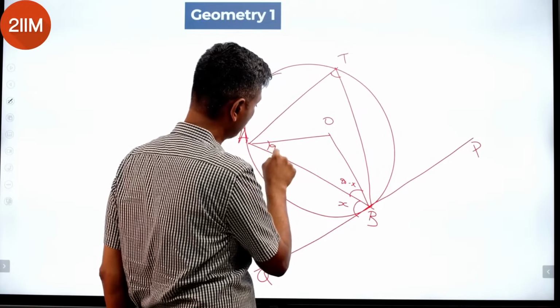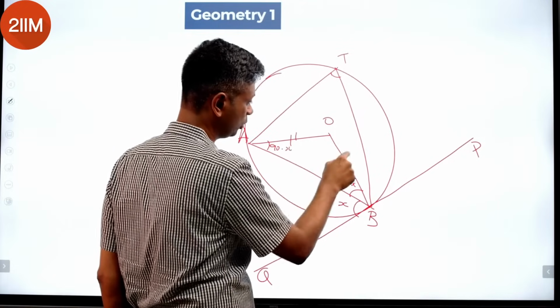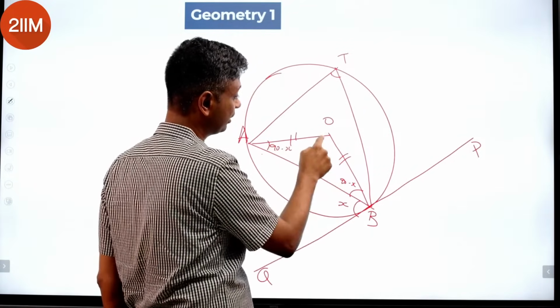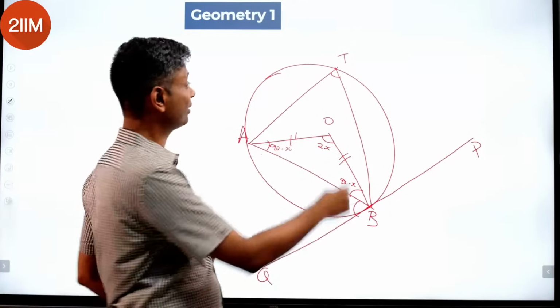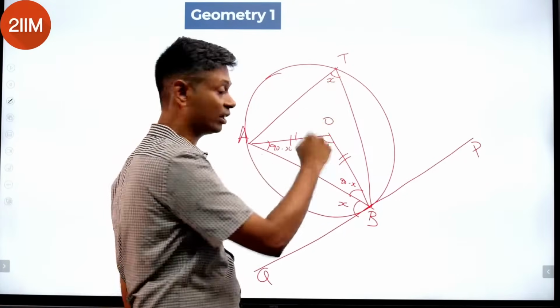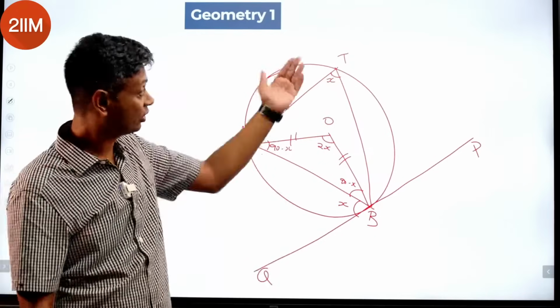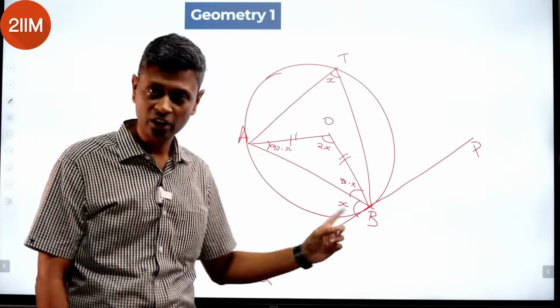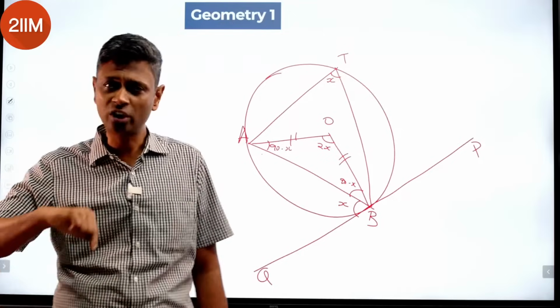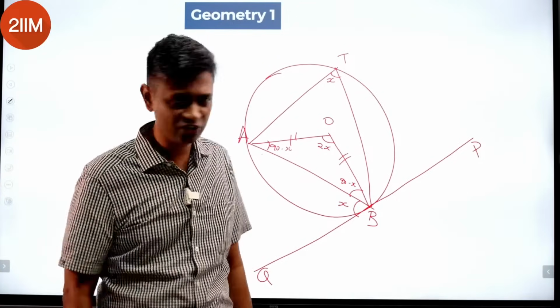This is 90 minus x. Why? Because it's an isosceles triangle, two radii. 90 minus x, 90 minus x, this is 2x. Why? Sum of three angles is 180. This is 2x, this is x, because the angle at the center is twice the angle on the segment. And so the angle between tangent and chord is equal to the angle made by the chord on the other segment. It's called the alternate segment theorem.